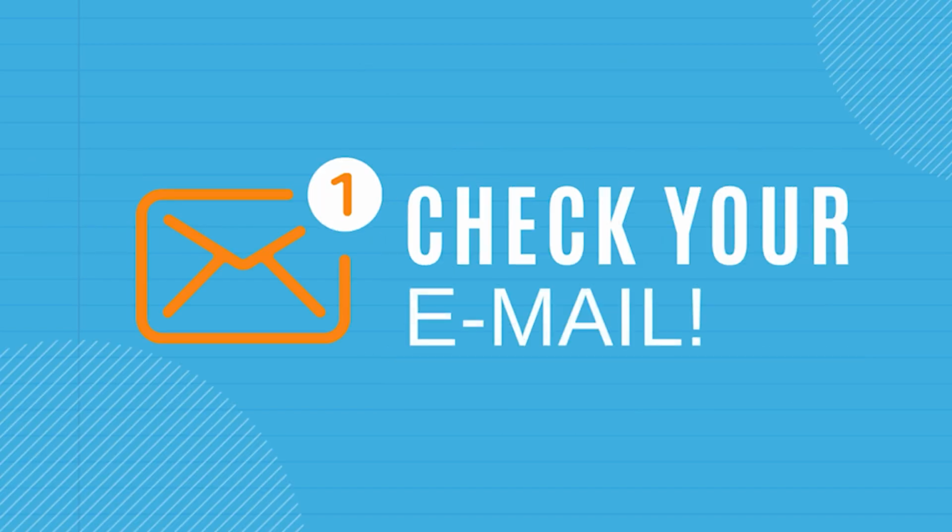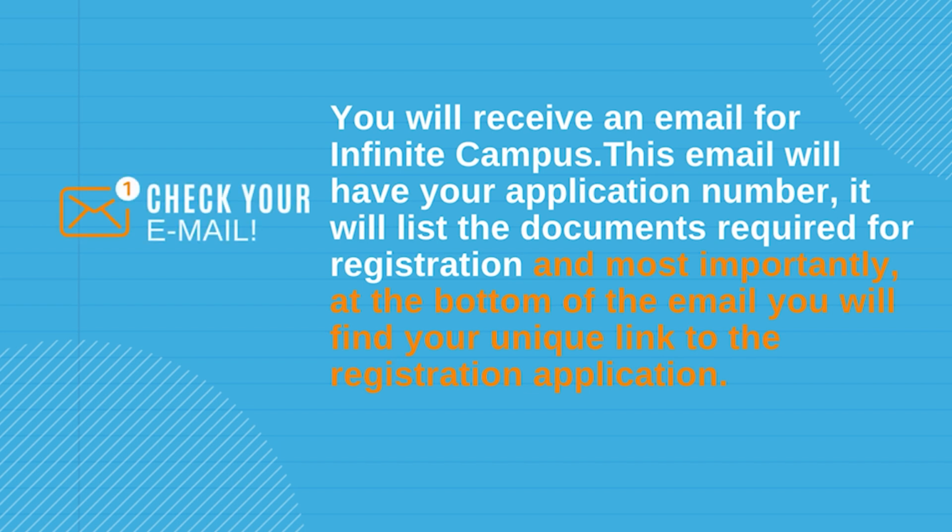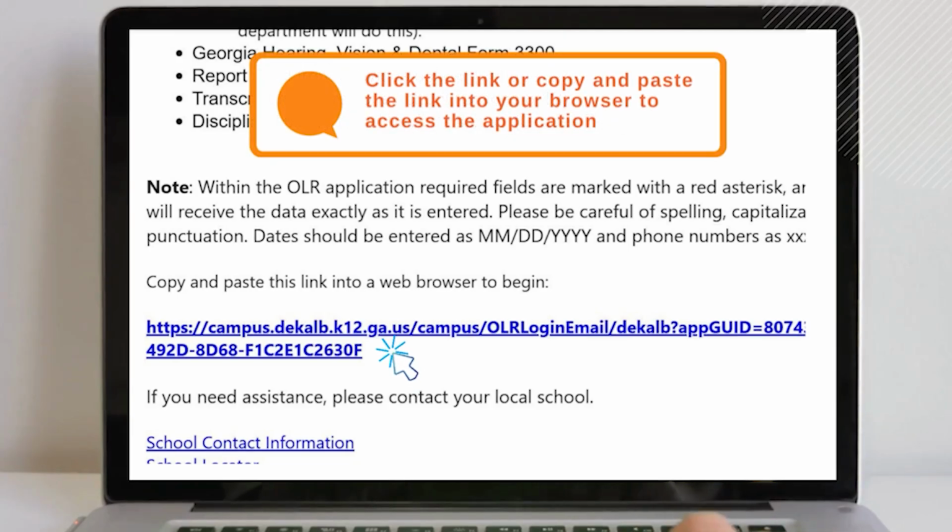Check your email. You'll receive an email from Infinite Campus. This email will include your application number, a list of required documents for registration, and most importantly, a unique link to access your registration application. This is the only way to access your application, so be sure to keep this email. Click the link or copy and paste it into your browser.